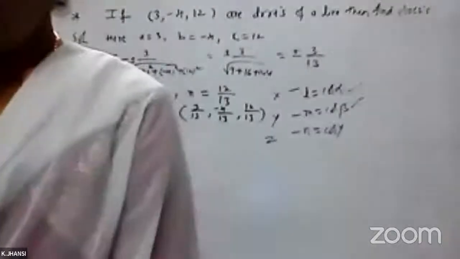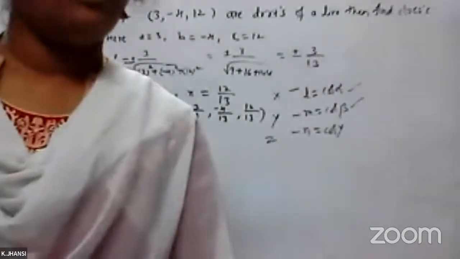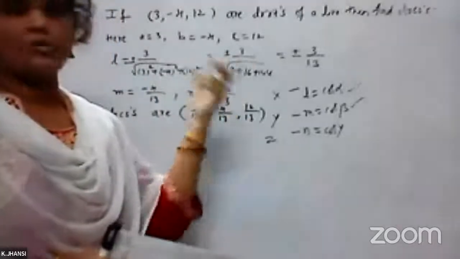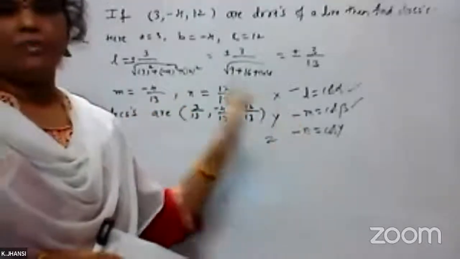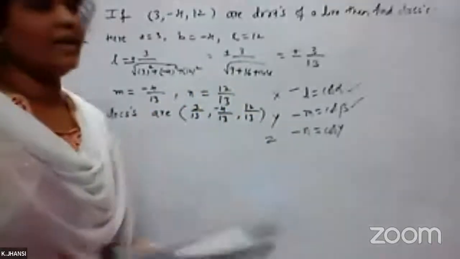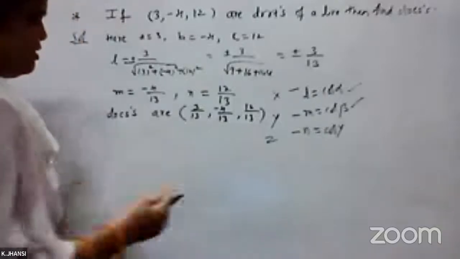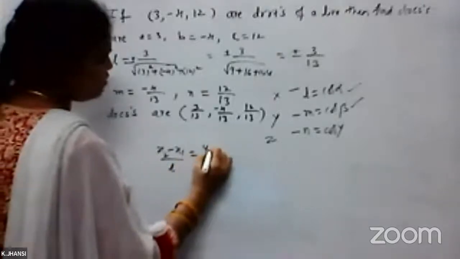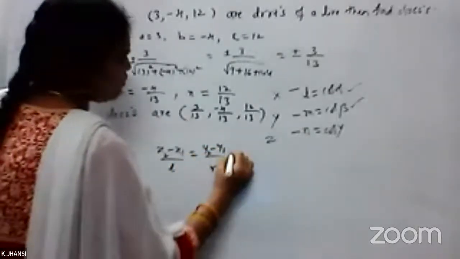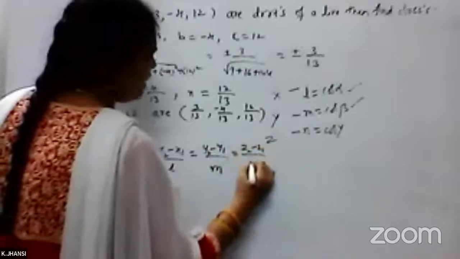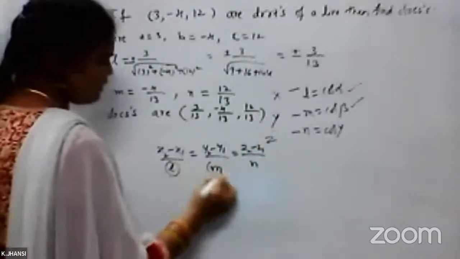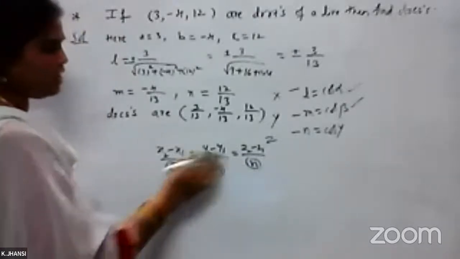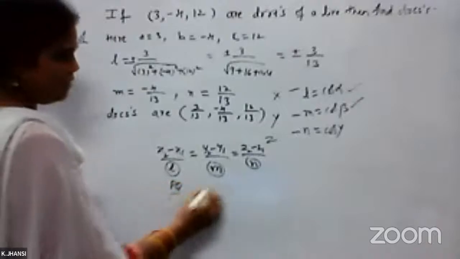Next we have the concept of the projection of a line. Whenever 2 points are there, x1, y1, z1 and x2, y2, z2, the projection of the line between these 2 points we'll get as x2 minus x1 by L equals y2 minus y1 by M equals z2 minus z1 by N. Here whatever L, M, N are there, these are the direction cosines. Before that, when we solve this as a theorem, it is the distance of PQ we'll have.